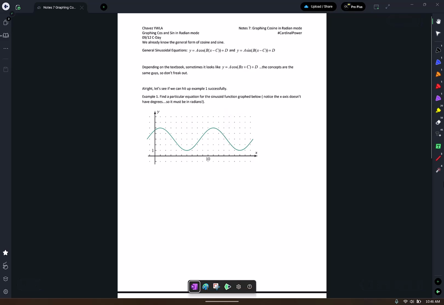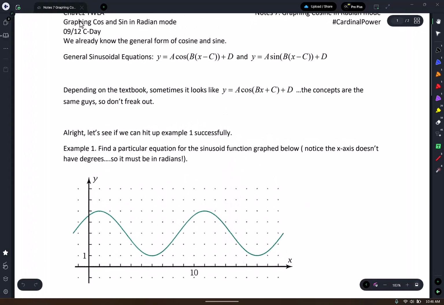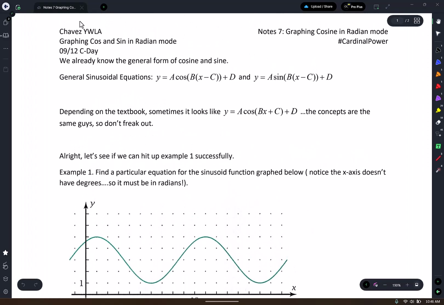So don't freak out. We're dealing with radians today. It says we already know the general form of cosine and sine. Really, this year we've been focusing on cosine. I'm trying to take a different path. Don't worry, we're going to talk about sine all day Monday.